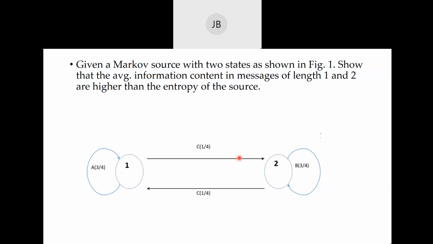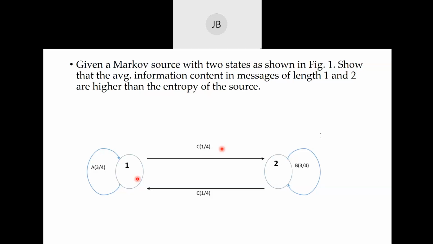Now for this Markov state diagram, you need to find the average information content, represented as G, G1 or G2 and so on. You need to find those values, and also you have to find the entropy, and arrive at the general conclusion. We have a relation between entropy and the G1 or G2 values. We just need to compare that. That is the question here.